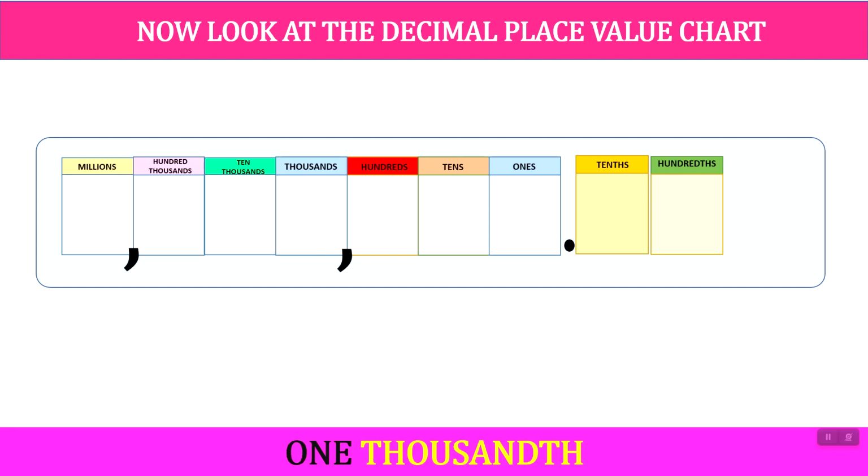Now what about 1/1,000th? Notice at the end there's a TH again, and this is the clue that tells you that you are dealing with decimal values. Anytime you see a TH on the end, you're going to be talking about a decimal value. But I only see tenths and hundredths. Well, to get thousandths, we divide hundredths by 10, and we need another column that is called thousandths.